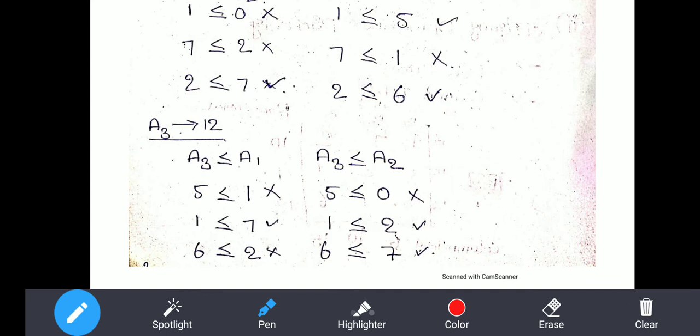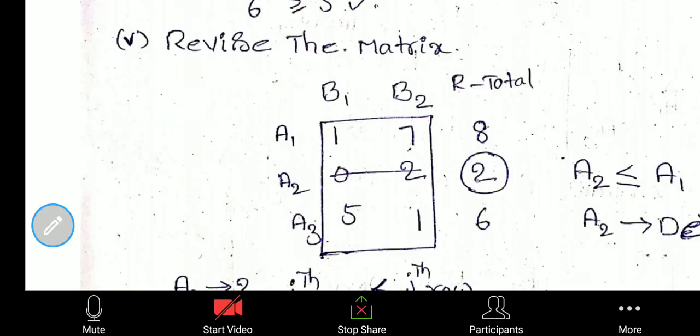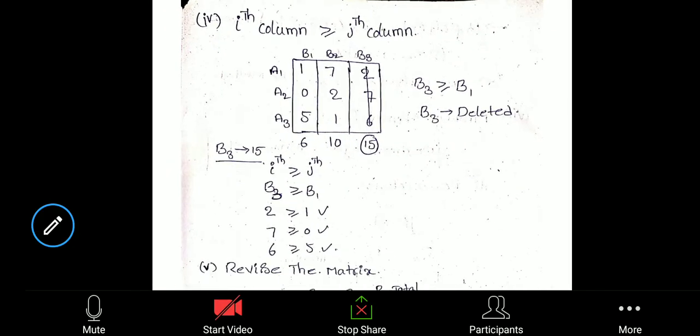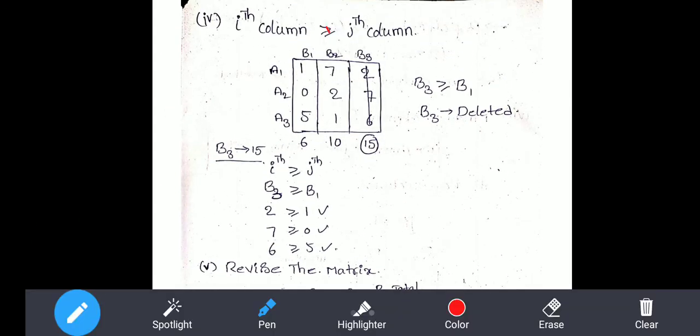The matrix will now be verified column wise. Column wise verification: ith column is greater than or equal to jth column. Column wise we are going to consider the maximum. Here the greater than means the maximum value will be considered. So the ith column, B3, will be compared with B1 as well as B2. If the elements are satisfied here, the B3 column will be deleted.